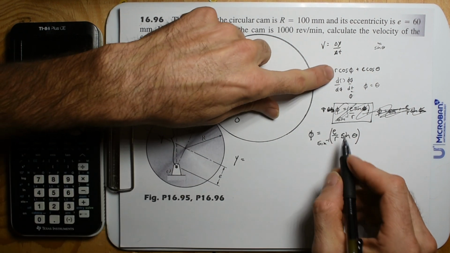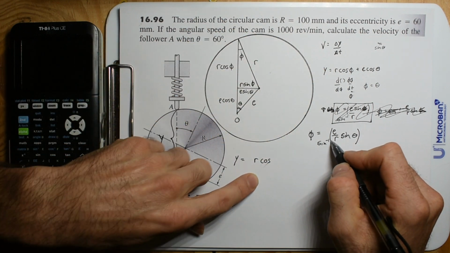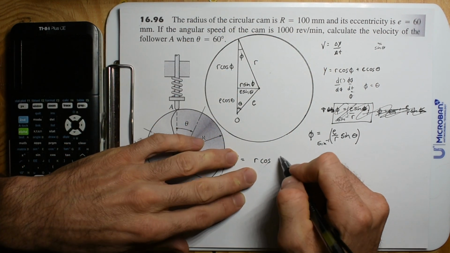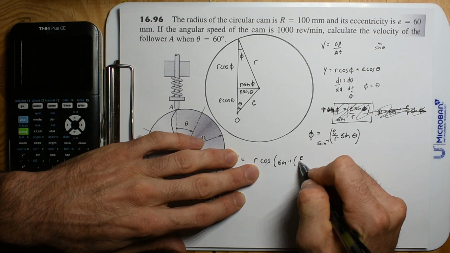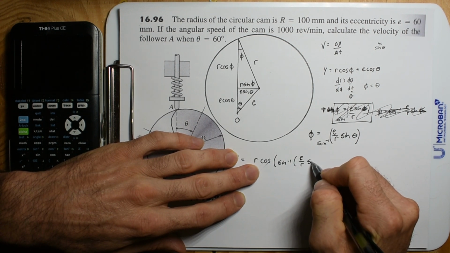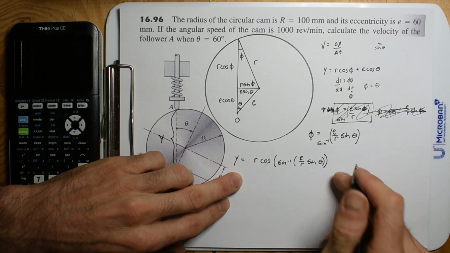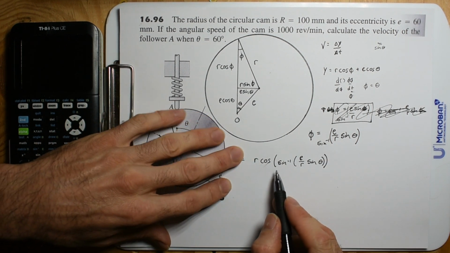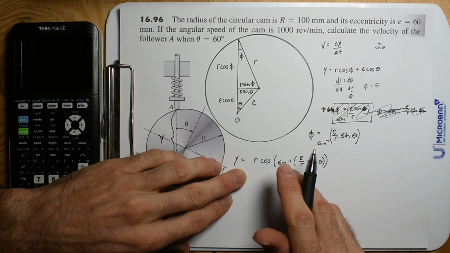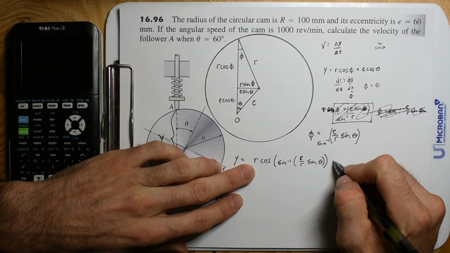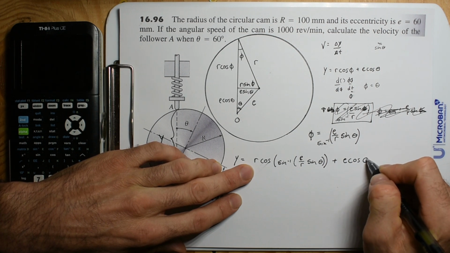y is going to be r cosine, and now we have cosine of inverse sine of e over r sine theta. All right, so that looks like a royal mess. You know what I mean? So we're going to see if we can do something with that. But such is life. And then we're going to do e cosine theta.